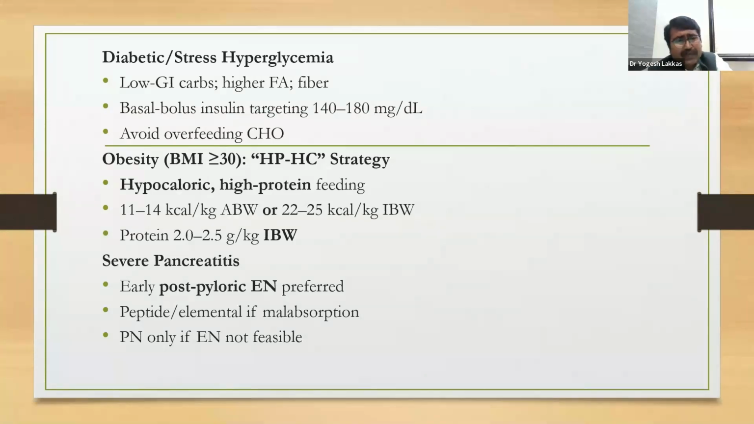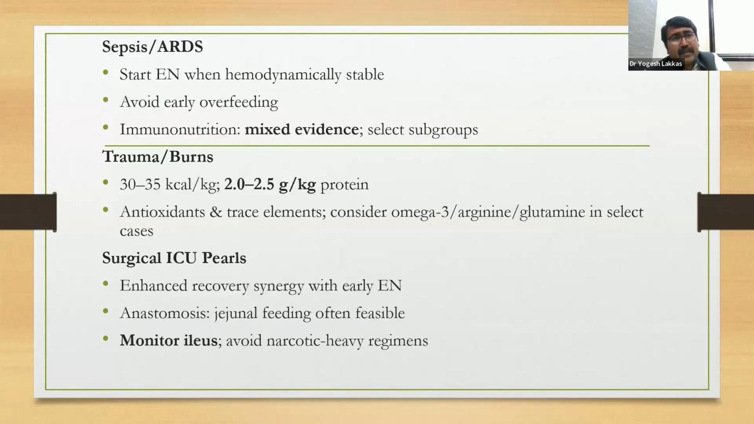Severe pancreatitis: you can place the post-pyloric enteral nutrition, that is preferred. Peptide elemental formula will help if malabsorption is there. Parenteral nutrition only if enteral nutrition is not feasible, then you will have to consider parenteral nutrition.